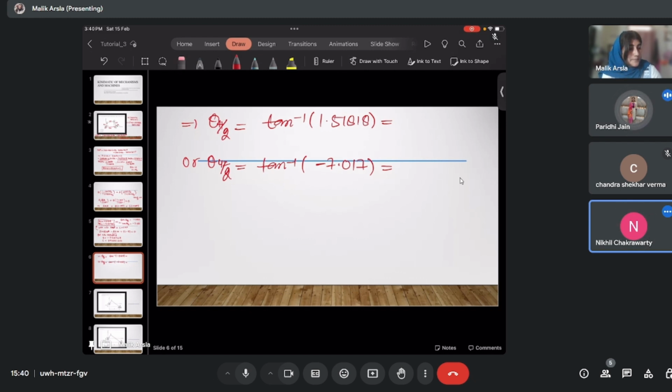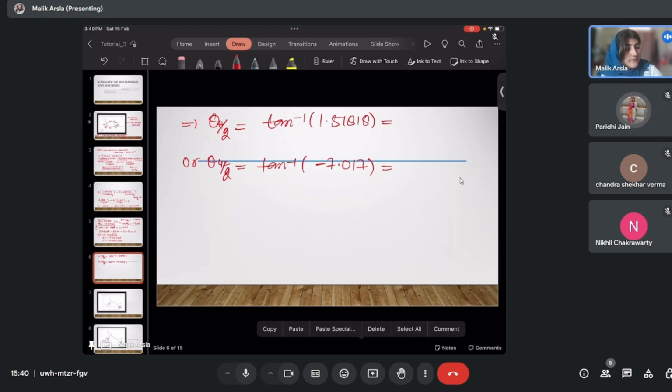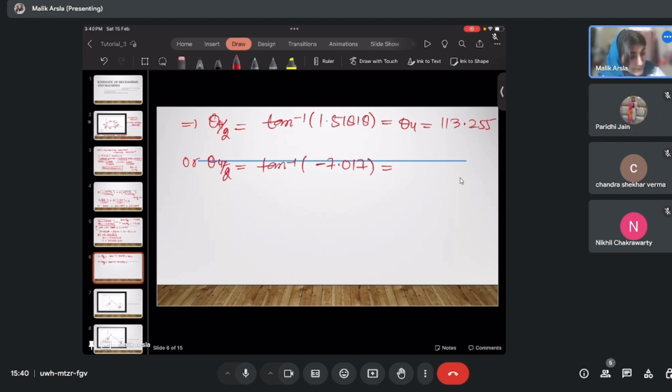Ma'am, 56.57. Yeah, exactly. So this will come out to be 56.6, then when we multiply with 2, it is coming out to be theta 4 is equal to 113.255, right? And for the second case, it is minus 163.77. So theta 4 is coming out to be minus 163.78.